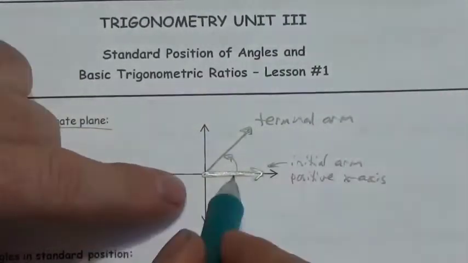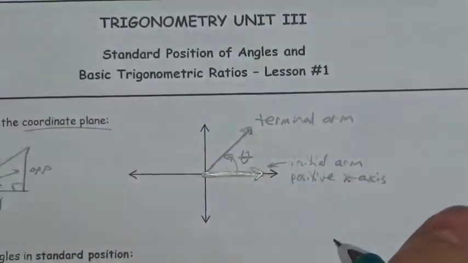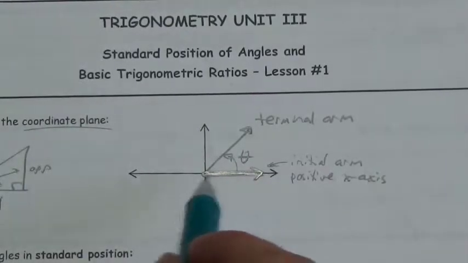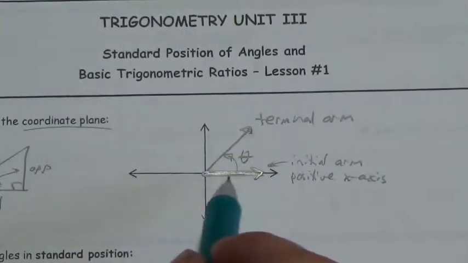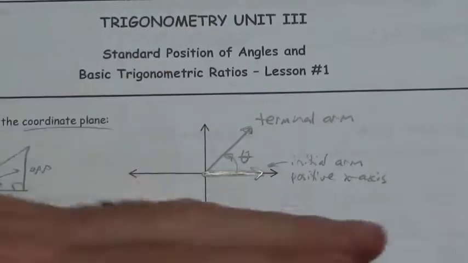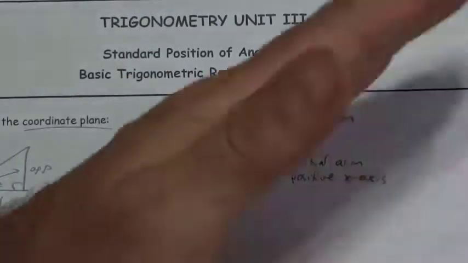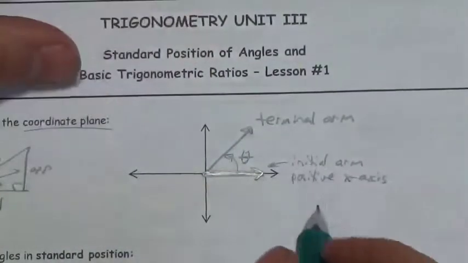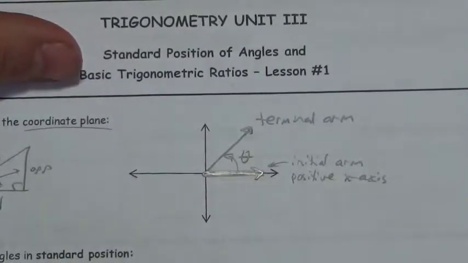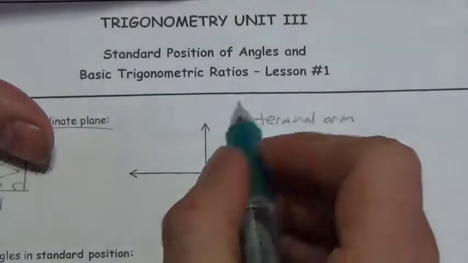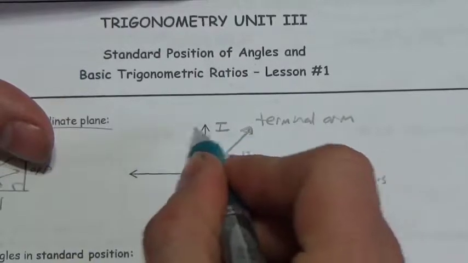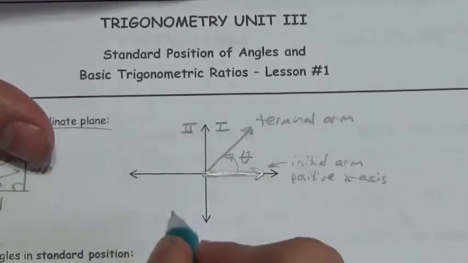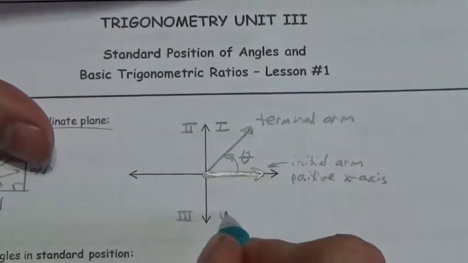That's where our angle is going to end. And so here's angle theta. Okay? So we got our initial arm here. We rotate out into the quadrant where both x and y are positive. And just as a matter of information, just to make sure you know, this is quadrant 1. Over here is quadrant 2. This is quadrant 3, and this is quadrant 4.